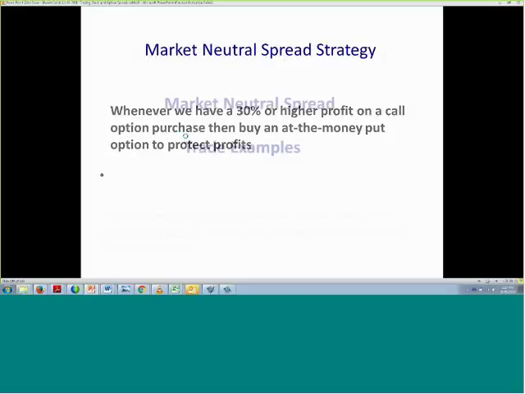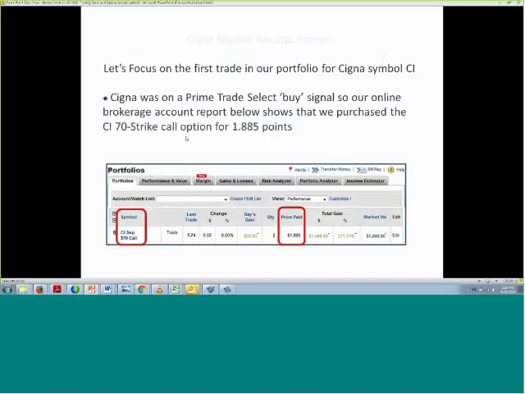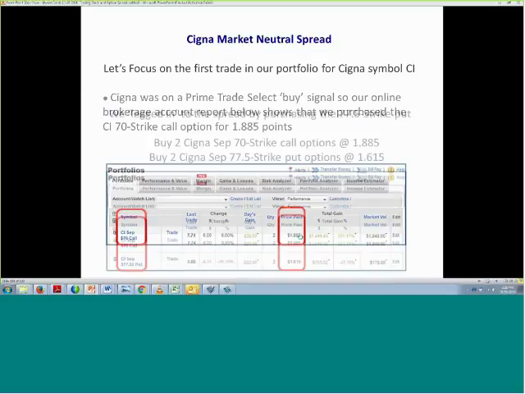And here's one for Cigna, and you can see in our brokerage account we bought the Cigna September 70 call, and we paid 188.5 for that. So we used Prime Trade Select to select this 70 strike call. We paid 188.5, which is $188.50. So we bought the Cigna 70 strike call at 188.